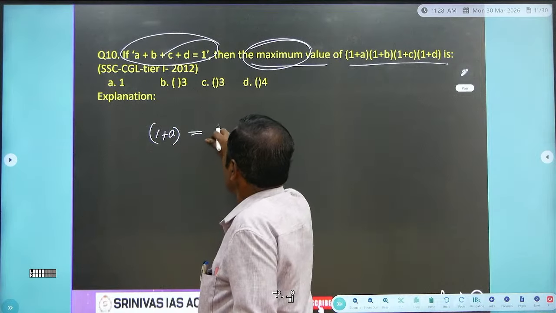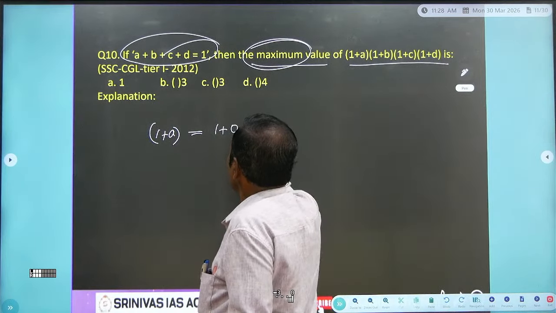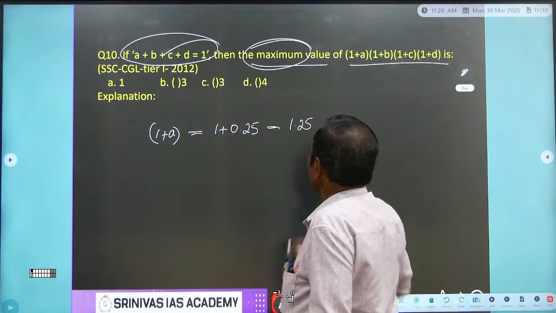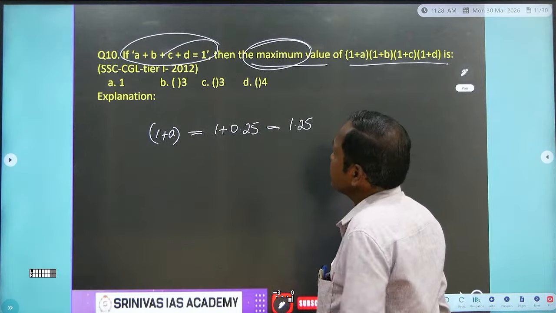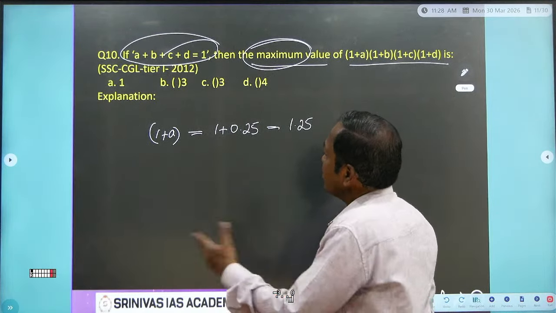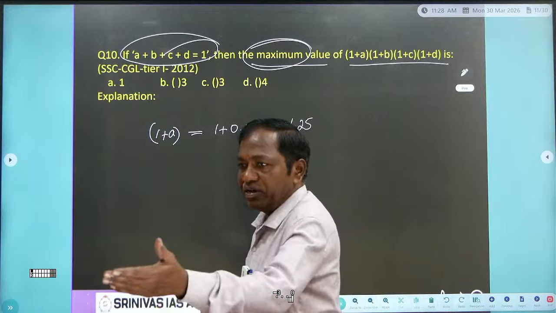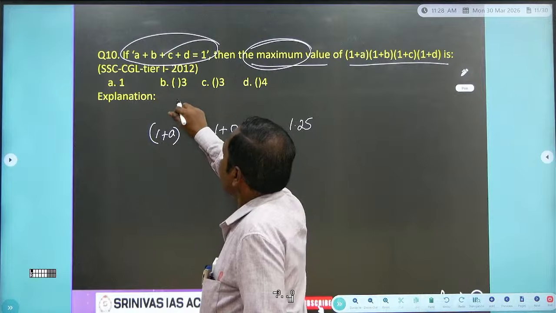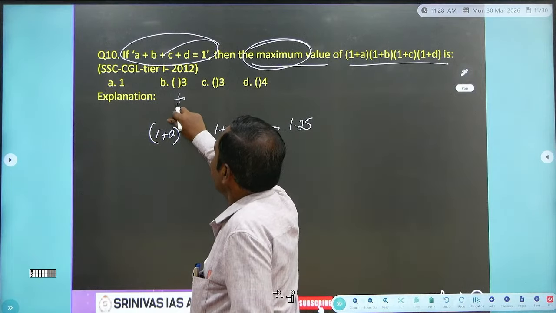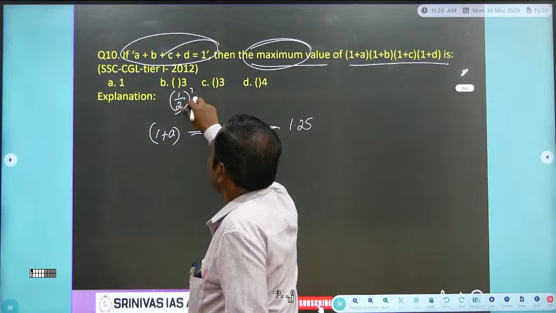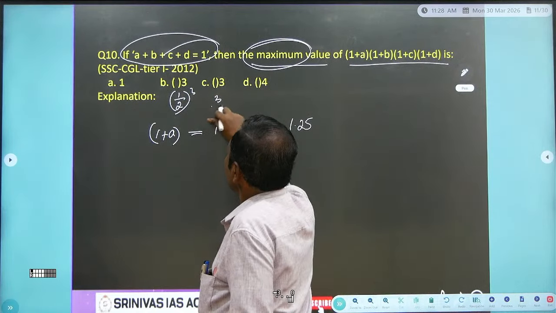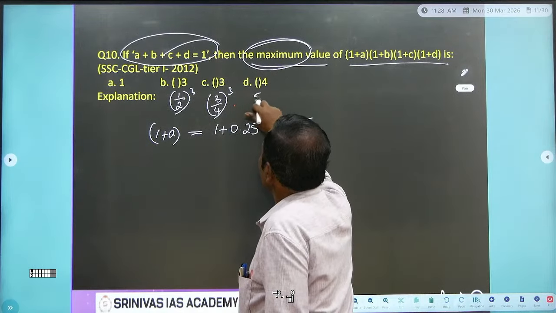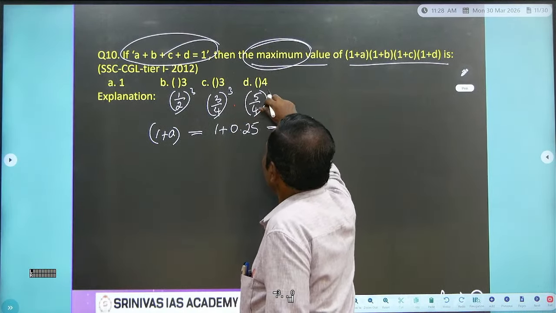1 plus a is what? 1 plus 0.25 equals 1.25. But the options, I am unable to copy properly. Can you tell the options? Option A is 1. Option B is 1 by 2 to the power of 3. Option C is 3 by 4 to the power of 3. Option D is 5 by 4 to the power of 4.